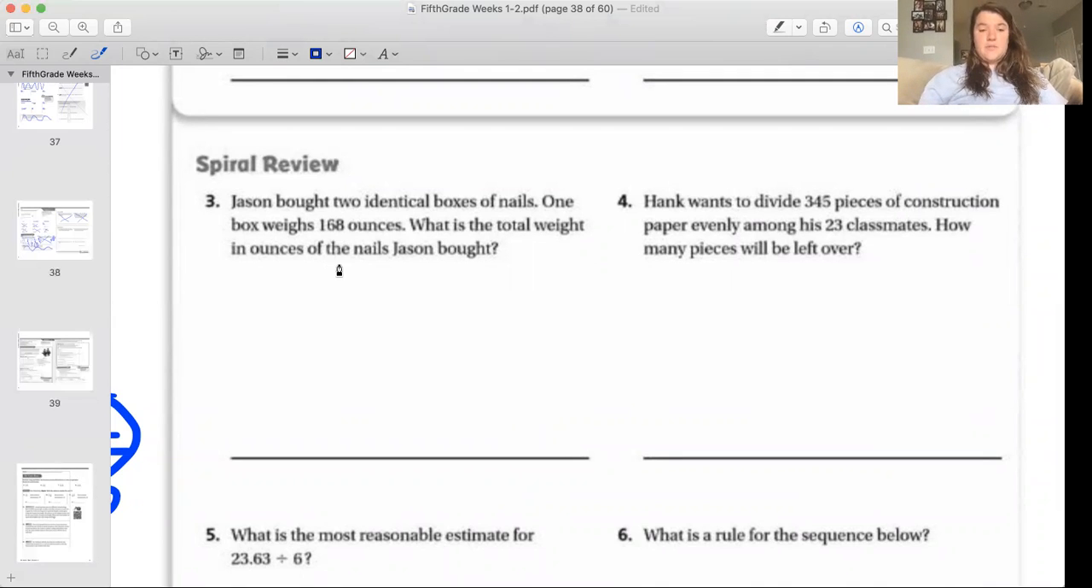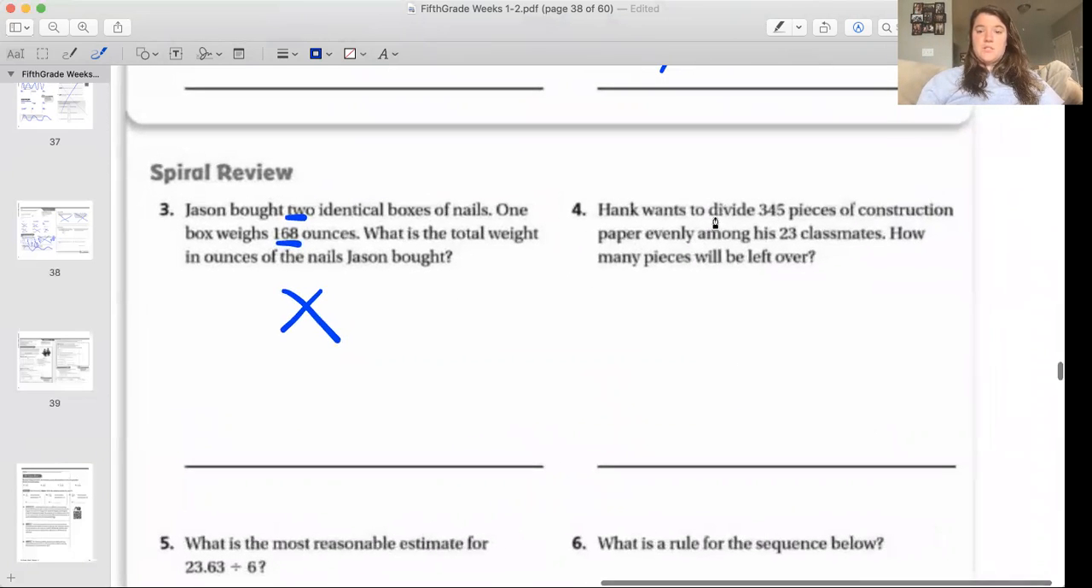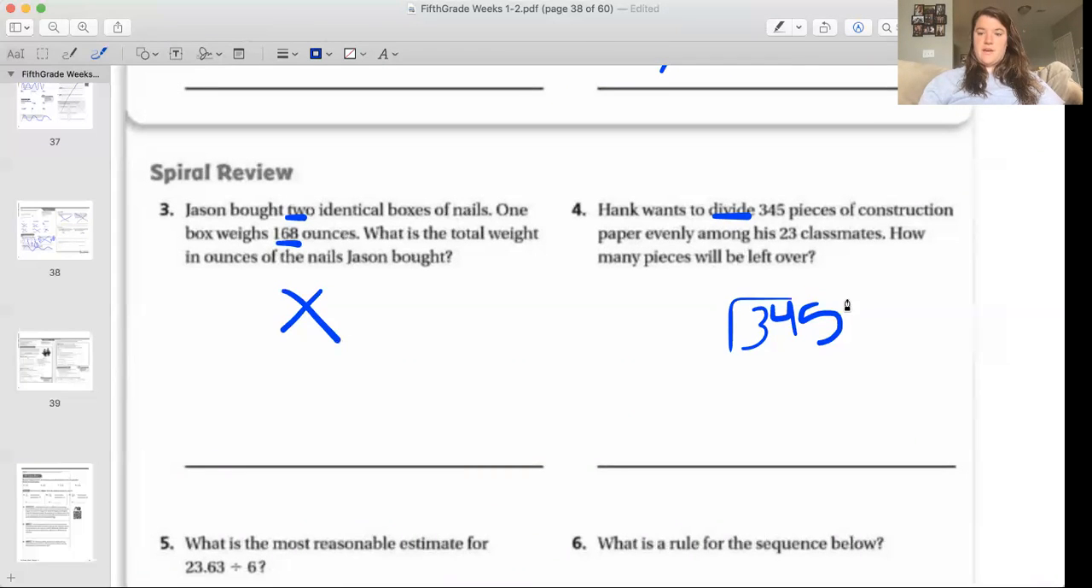So if they're identical, that means they're going to weigh the same. So this is technically a multiplication problem. And so you have your number here and your number here. So you should be able to find the answer to that, no problem. Hank wants to divide, key word, 345 pieces of construction paper evenly among his 23 classmates. So again, you're doing 345, so that's our bigger number. We're dividing that among 23 people. And then you should be able to solve that one.